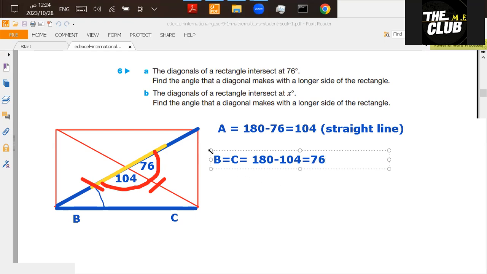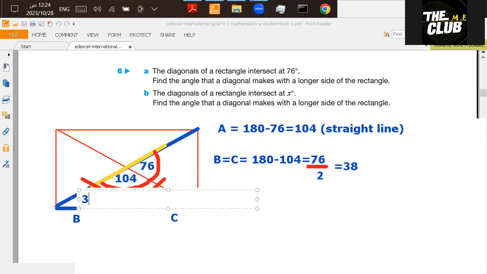Now 76 is B and C together. So how can we find one of them? Very good. So we're going to divide it by 2. 76 divided by 2 is going to be 38. So this one is 38. And this is the angle that the diagonal makes with the longest side of the rectangle. And this is the answer for question A. Okay, I hope you understood the idea of this question. Now let's move on to the next question.